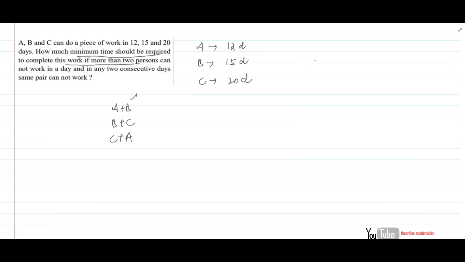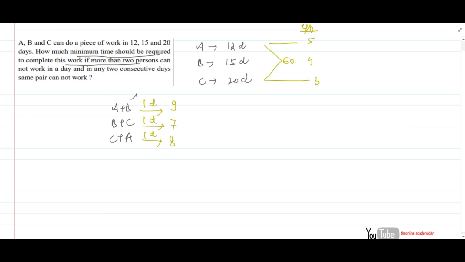Now if we solve this question, first we will take the LCM. What will be the LCM? 60. 12 5s are 60, 15 4s are 60, 20 3s are 60. This will be the efficiency. We know A plus B in one day will do 5 plus 4, 9. B plus C in one day will do 4 plus 3, 7. And C plus A in one day will do 5 plus 3, 8.